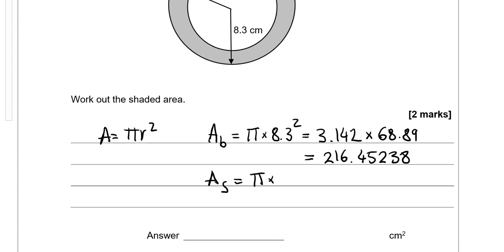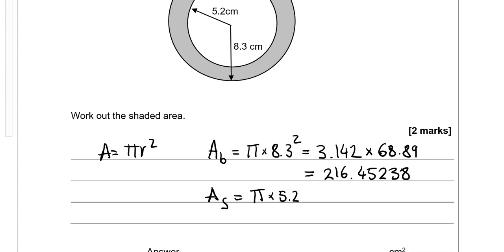So pi times 5.2 squared. So that is 3.142 times 27.04. You could have used pi equals 3.14 as well, and that should be fine. So multiplying them too, we get 84.95968. Now you could work with the full numbers like this, but I'm just going to round them to 2 decimal places and it should be absolutely fine.